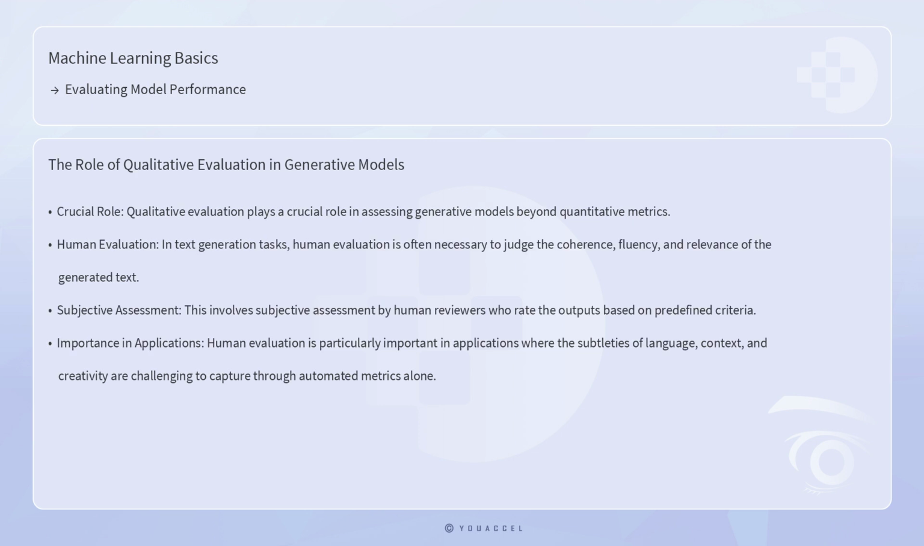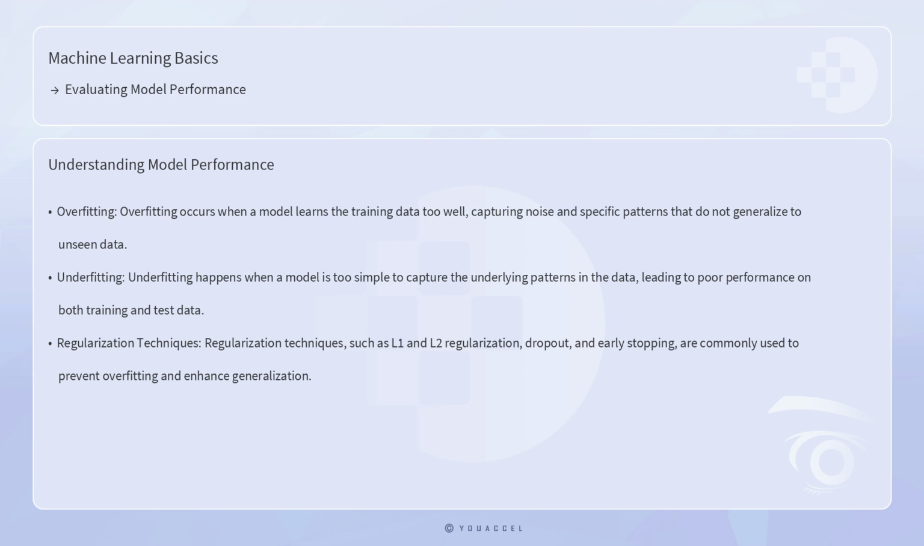Beyond quantitative metrics, qualitative evaluation plays a crucial role in assessing generative models. For example, in text generation tasks, human evaluation is often necessary to judge the coherence, fluency, and relevance of the generated text. This involves subjective assessment by human reviewers who rate the outputs based on predefined criteria. Human evaluation is particularly important in applications where the subtleties of language, context, and creativity are challenging to capture through automated metrics alone.